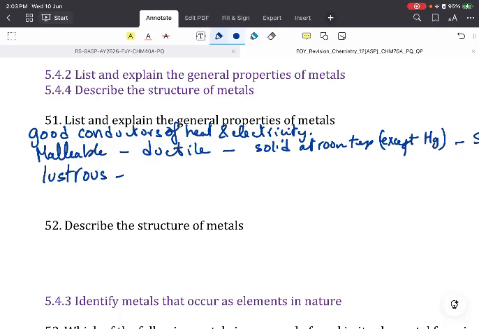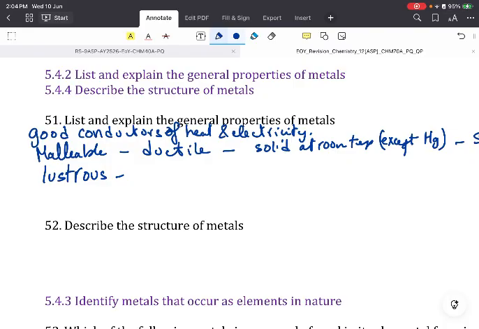Gold and copper are the only metals that are not silver to gray. All metals are solid except mercury. Iron and nickel are the only metals that can be magnetized. So these are the kinds of things that you can remember about metals.